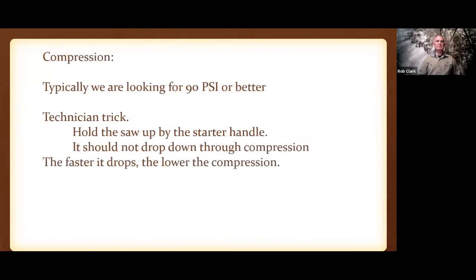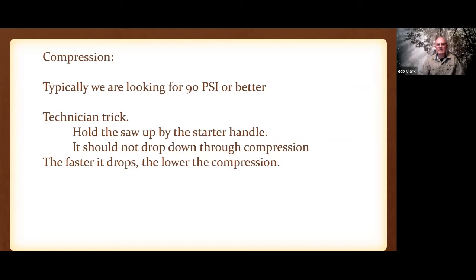Compression. Typically, we're looking for 90 PSI or better. You could do this with a compression gauge. However, it's a little tricky to do because the faster you pull or the harder you pull, you get different readings from the different mechanics or different people doing it. So the technician trick here is to hold the saw by the starter handle. So you simply grab the starter handle, don't grab anything else, just the starter handle, and raise it up to waist or shoulder high and just hold it there. The saw should not drop down through compression.